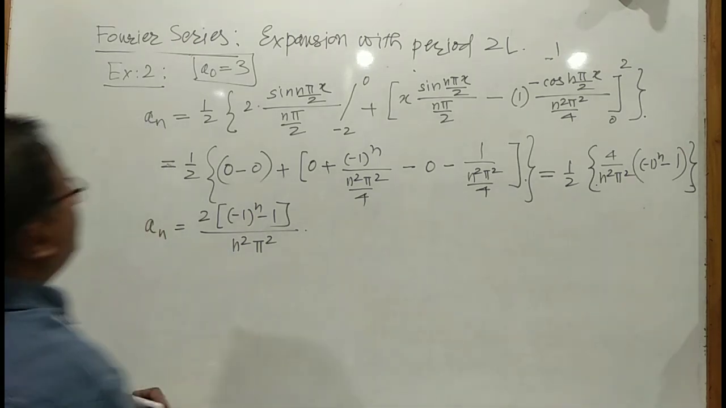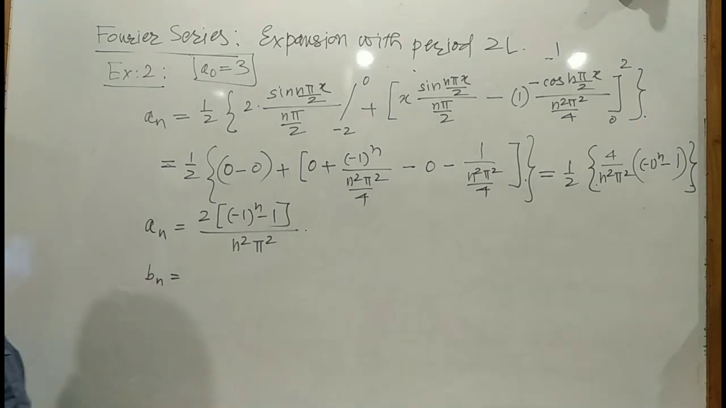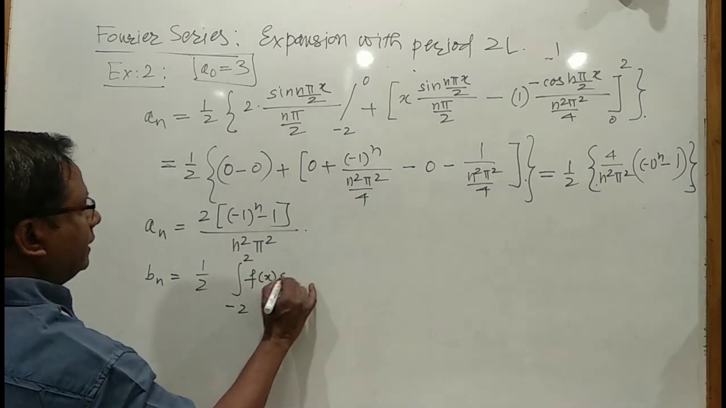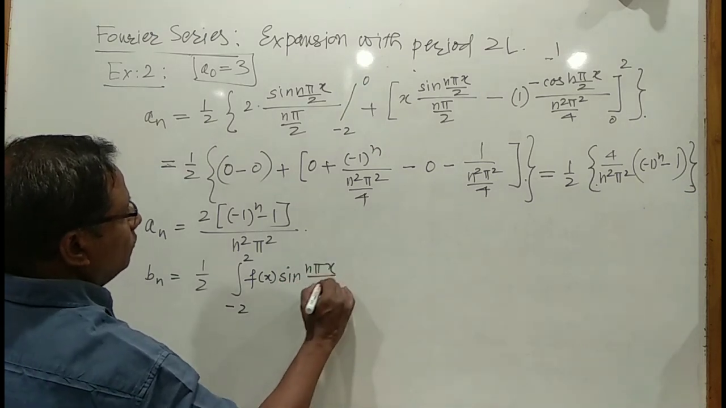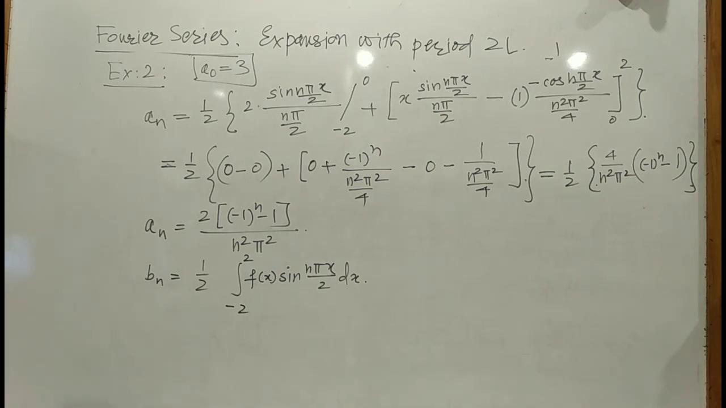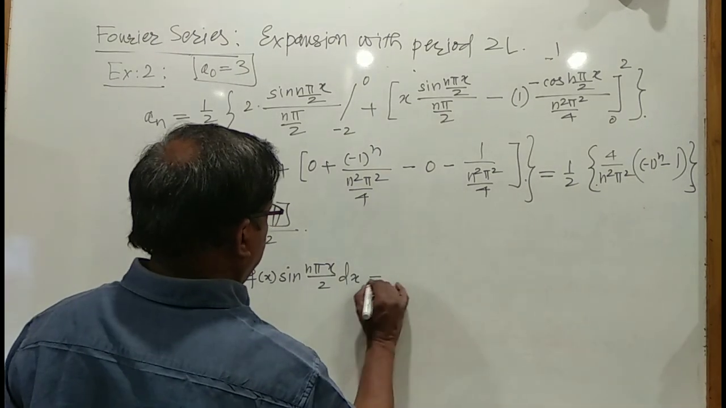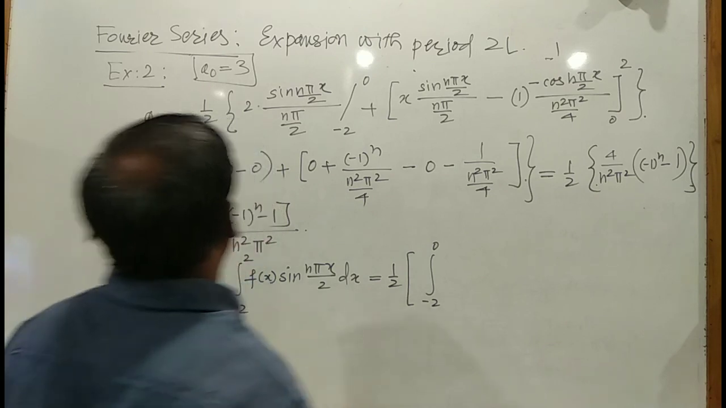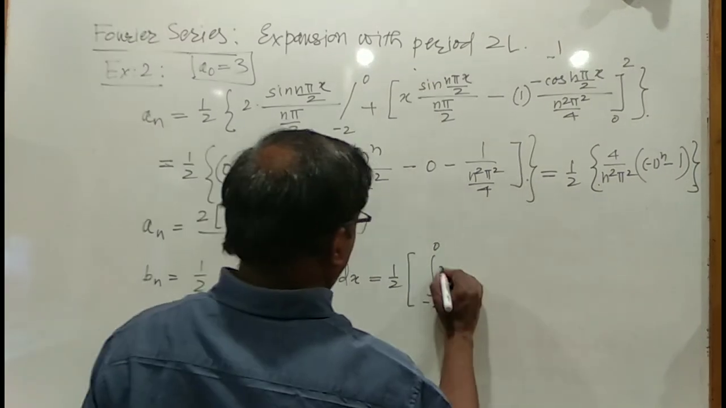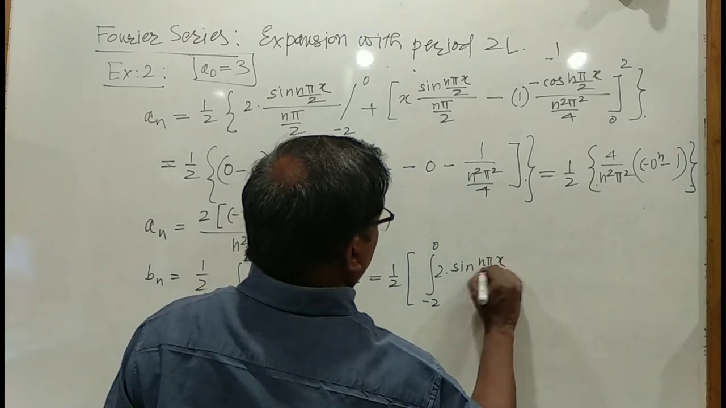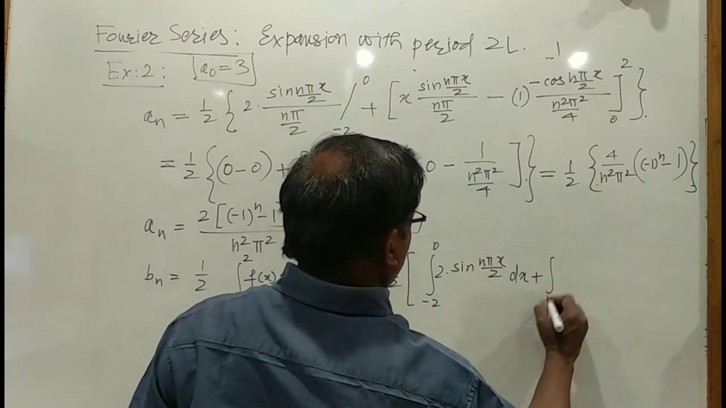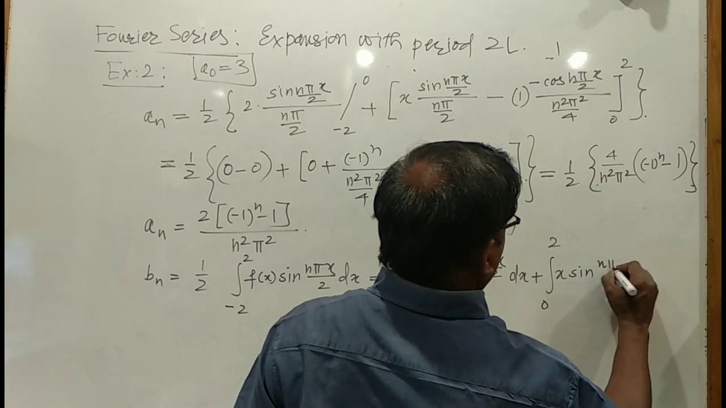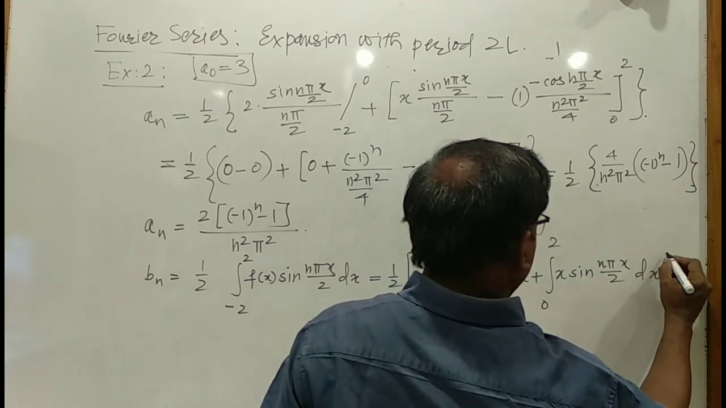So let us calculate Bn. Bn is given by 1 upon n, that is 1 by 2, integral minus 2 to plus 2 f of x sine of n pi x upon 2 into dx. That is equals to half, integral minus 2 to 0, value of f of x in this interval is 2, so 2 into sine of n pi x by 2 into dx plus integral 0 to 2. In this interval, the value of function is x. So x into sine of n pi x by 2 into dx.